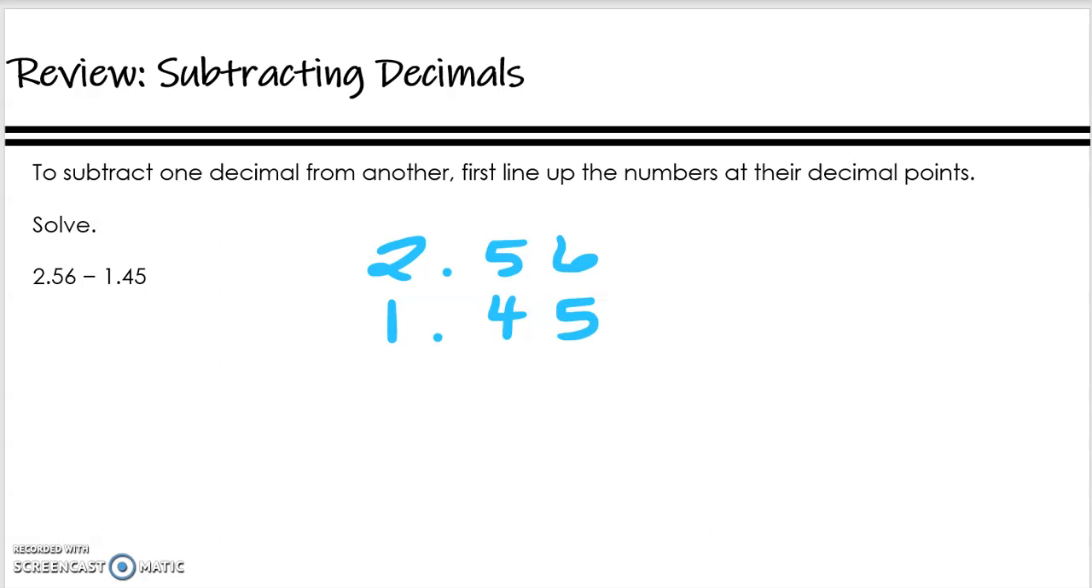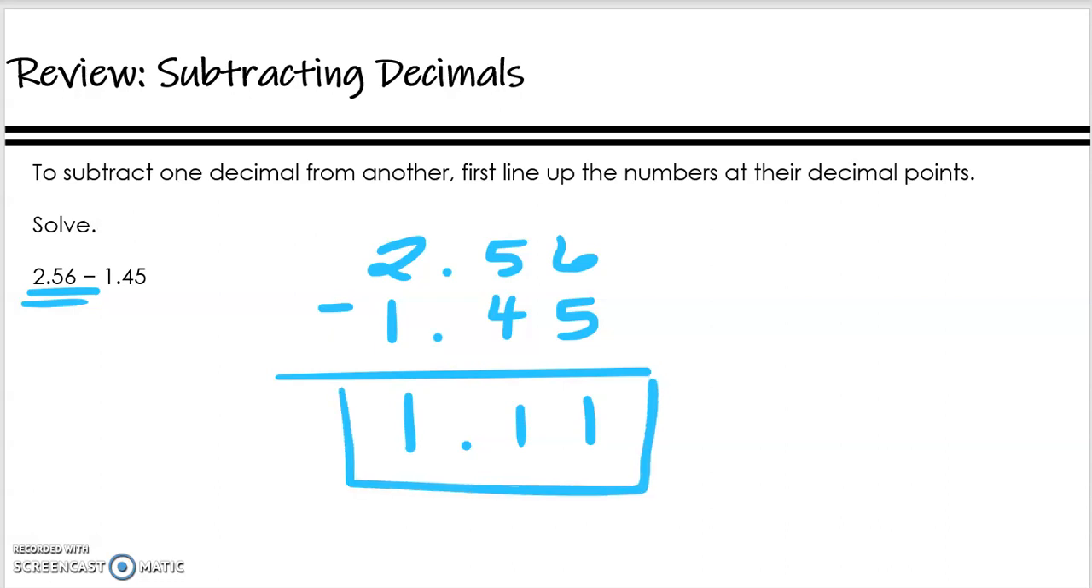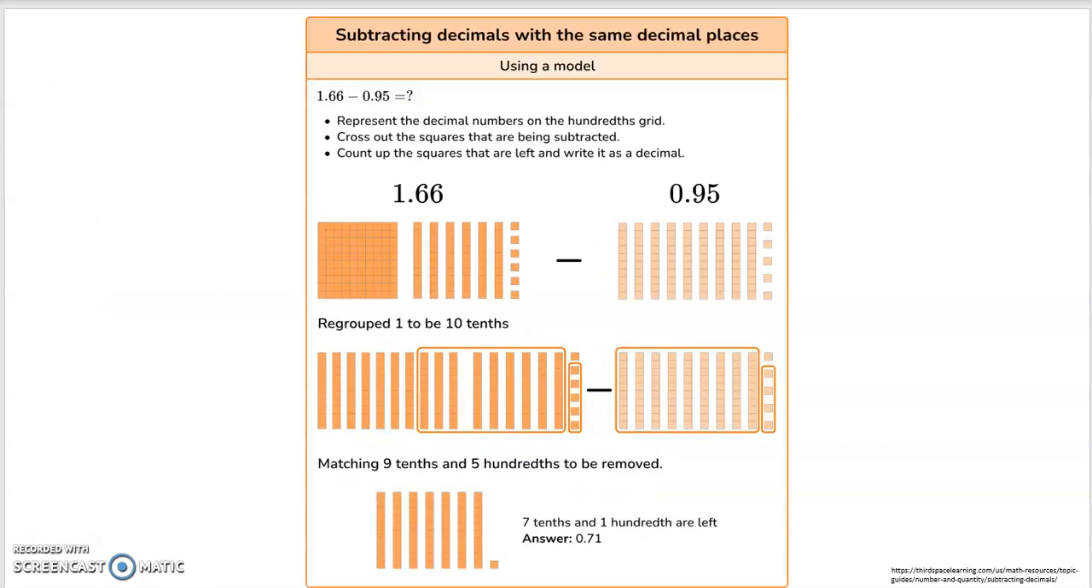Also with subtracting, this has to go first no matter what, because that's what you're starting with. So 6 minus 5 is 1, 5 minus 4 is 1, and 2 minus 1 is 1. So my answer is 1 whole and 11 hundredths. Sometimes you do have to regroup.